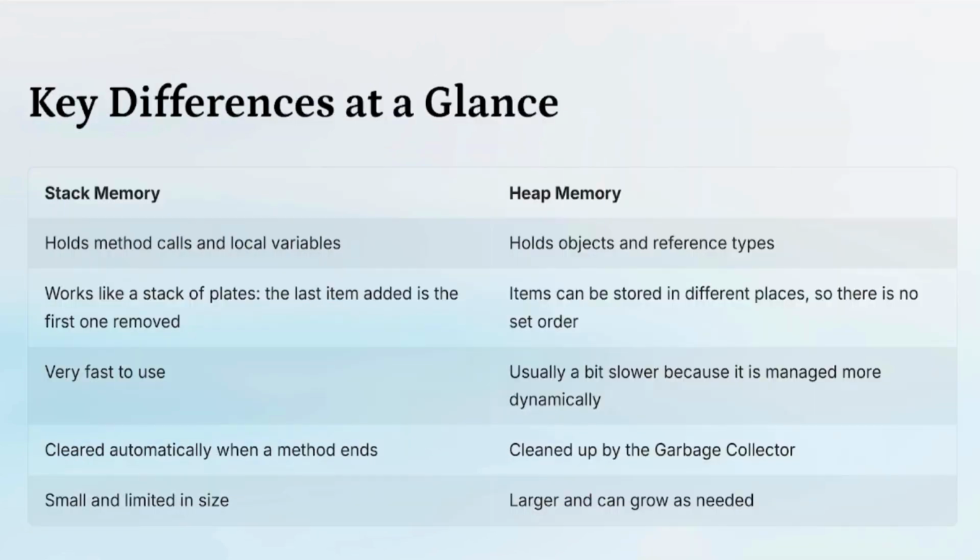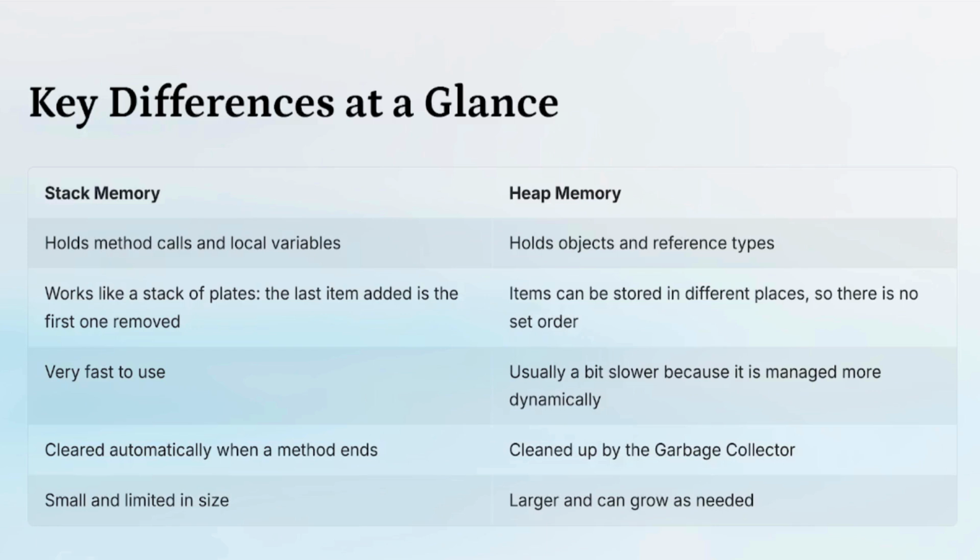Now let's quickly compare stack and heap. So first, what do they actually store? Stack stores things like method calls and local variables, and heap is where objects are stored. Now, if we talk about how they work, stack is very simple. It works like a stack of plates. Whatever you put last comes out first. But heap doesn't follow any order like that. Objects are just stored wherever there is space.